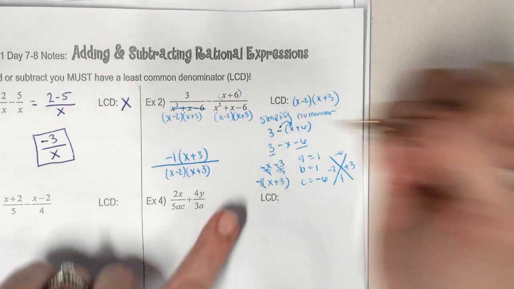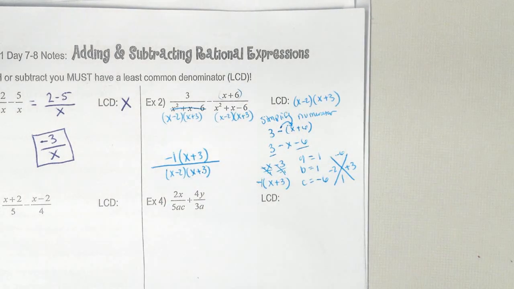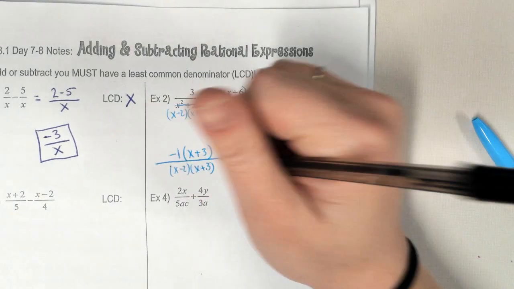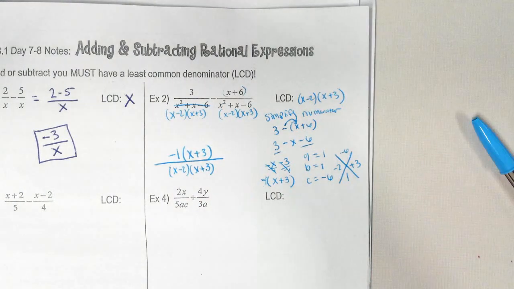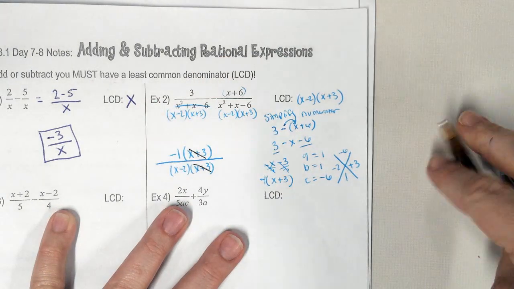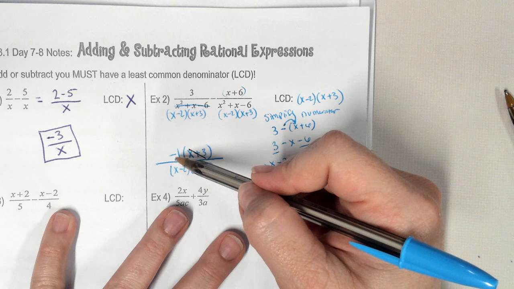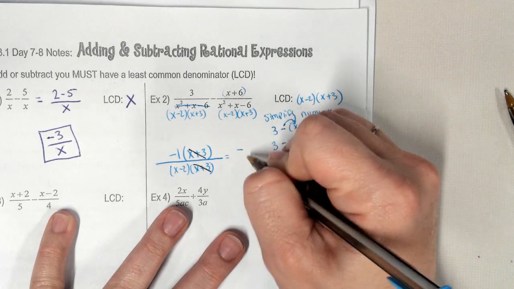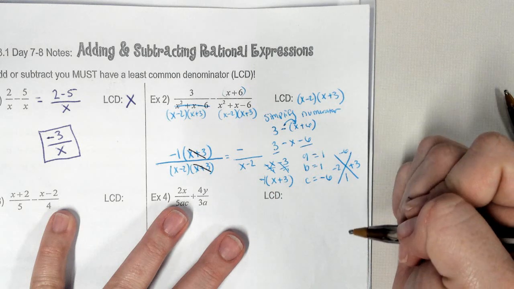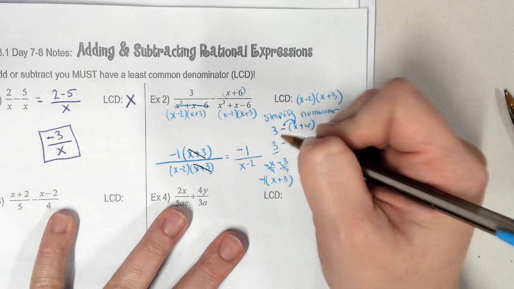Is it okay if you just wrote negative parentheses x plus 3? Yes. Can I simplify that? Yes. What cancels, divides? The x plus 3's. Now, if you would have just had a negative, you would have been like, okay, negative over x minus 2. Well, can you have an empty top? What can you put there that doesn't change anything? A 1.